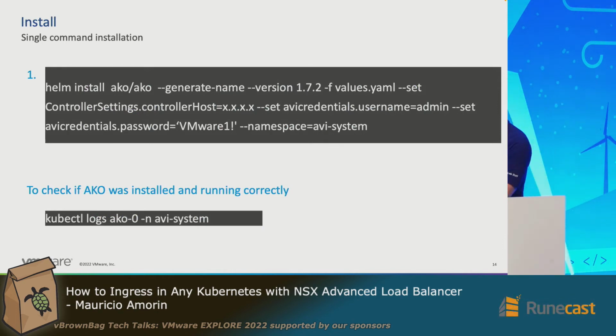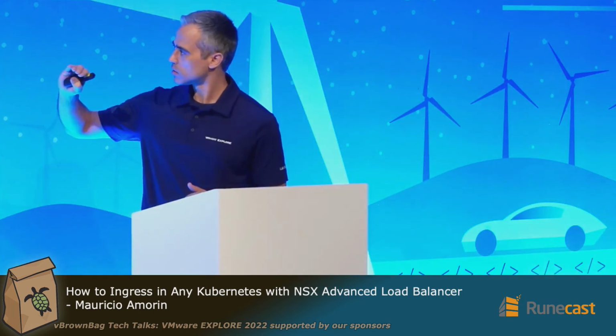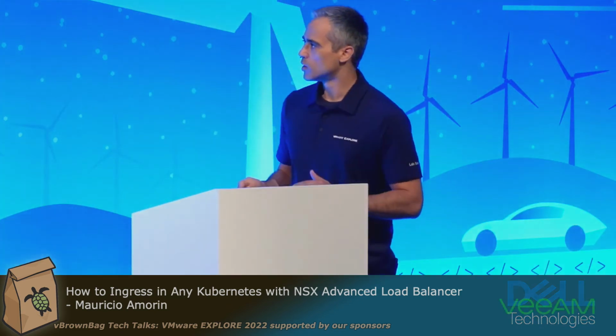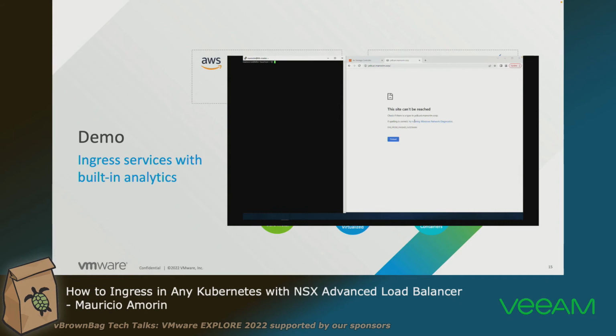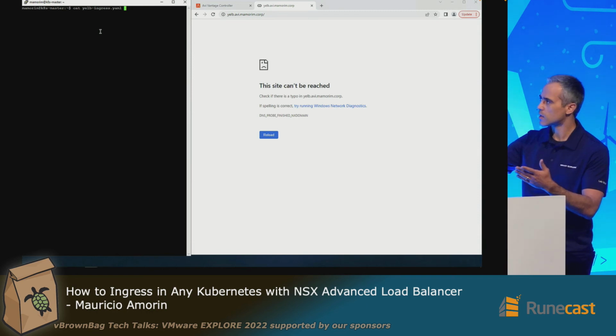So once you have that values.yaml, all you have to do is Helm install, set that values.yaml with the credentials, and it will get installed. And that pod will talk to the AVI controller, and you have your Ingress controller set. Once you do that, you can start consuming and deploying applications. So I have this demo. I have an application. DNS is not working. It sets DNS automatically.